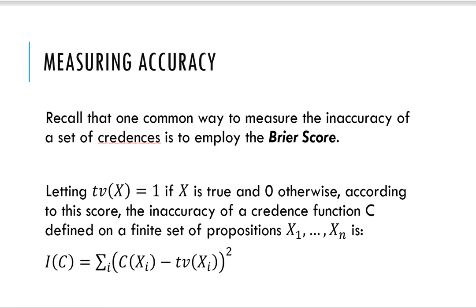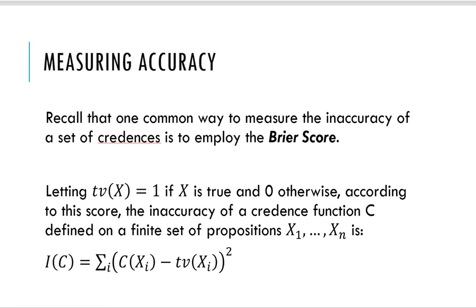I'm going to use this TV function to represent a truth value function. So it takes as input propositions or statements and outputs 1 if the proposition in question is true and 0 if the proposition in question is false. So TV is just a truth value function. Now, the inaccuracy of a credence function C, defined on a finite set of propositions x1 through xn, is given by this I function here. Basically what we do is we look at the squared difference between the credence we assign to a proposition x and the truth value of x. And that's intuitively our accuracy or inaccuracy with respect to that particular proposition. How far are we from the truth value of that proposition?